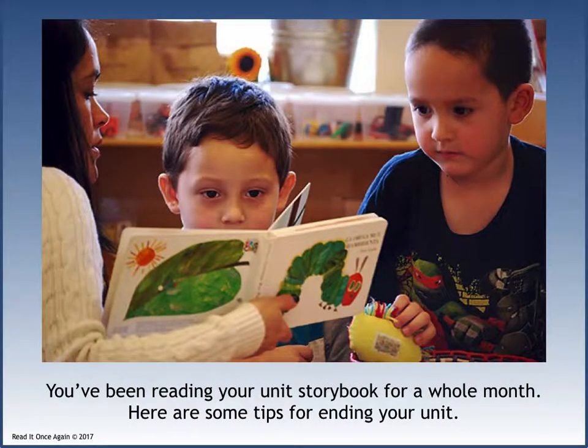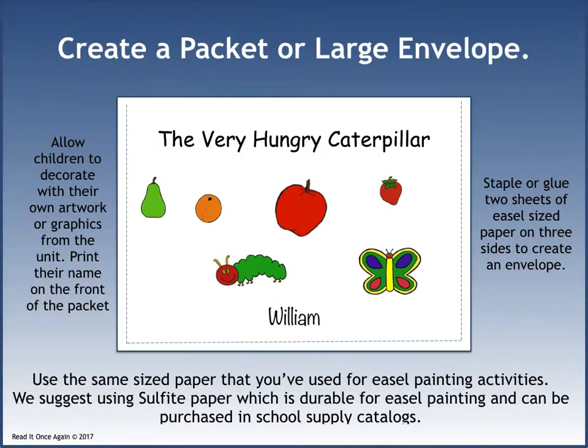You've been reading your unit storybook for a whole month. Here are some tips for ending your unit. Create a packet or large envelope. Staple or glue 2 sheets of easel-sized paper on 3 sides to create an envelope. Use the same size paper that you would use for easel painting activities.